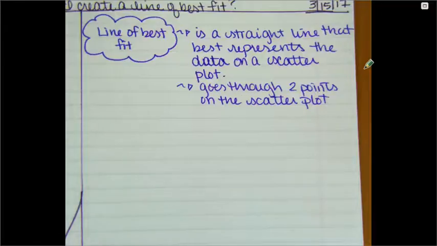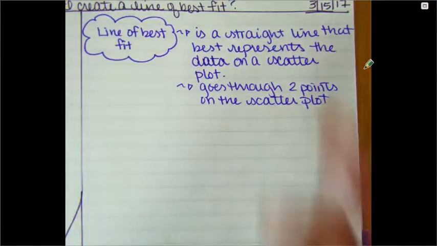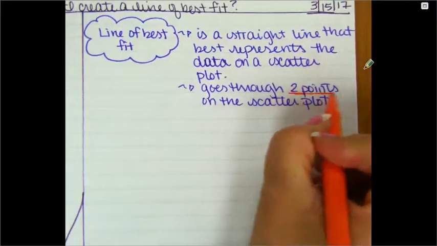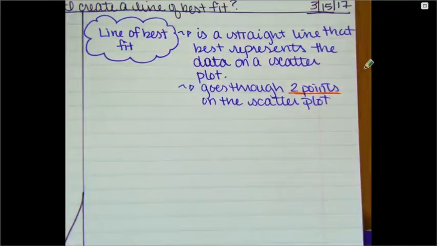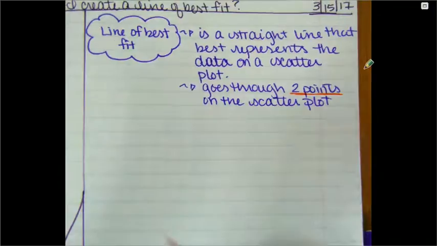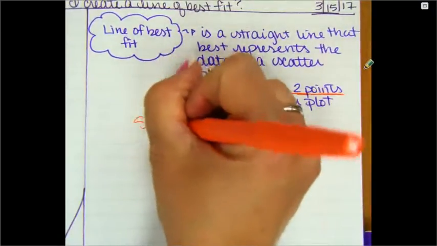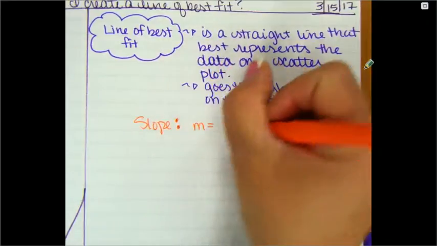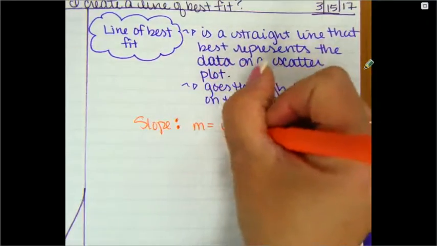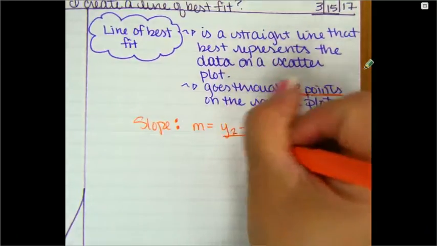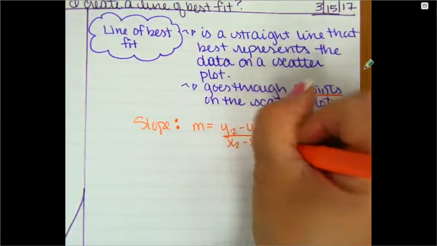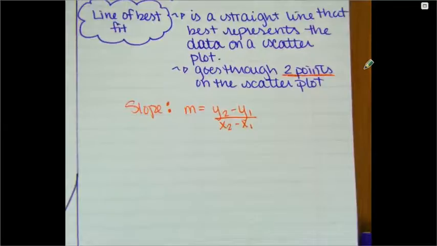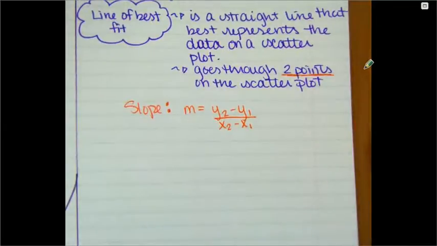So, I say we're going to use what we learned the other day. And the key word is because it goes through 2 points. So what formulas do we use that go through 2 points? Slope is one, good. So we are going to use slope, and what's the formula for slope one more time? M equals what? Over? Good. So that is going to represent slope.